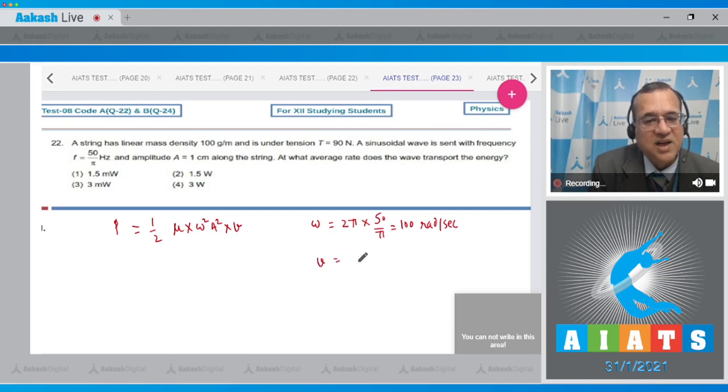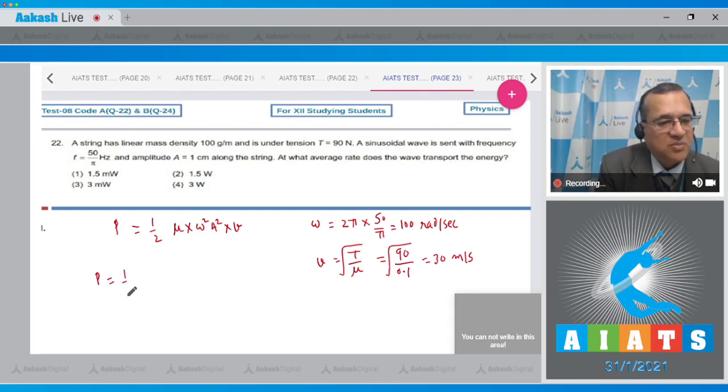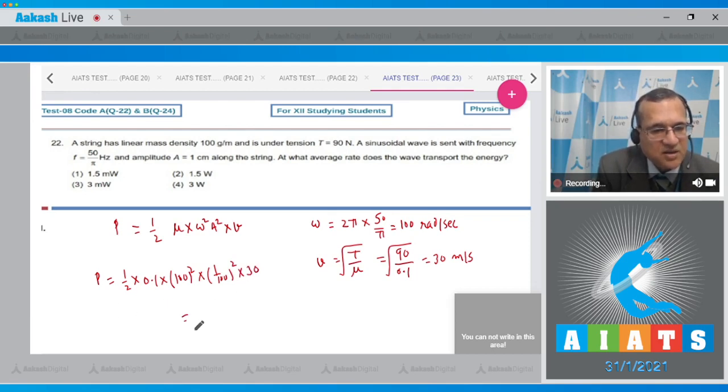And what is the wave velocity? That is equal to root of T divided by mu. The tension is given as 90 Newton and mass per unit length is given as 0.1. So this comes to be 30 meter per second, the wave velocity. So we'll pick up the parameters and fill in here: 1 by 2, mu is given 0.1, and omega is equal to 100 square. Amplitude is given as 1 centimeter and the wave velocity is 30. When you fill up and solve it, you get the answer 1.5 watt. Therefore, the correct option is the second answer.